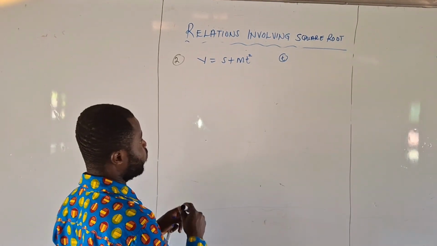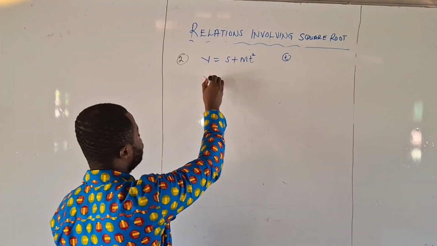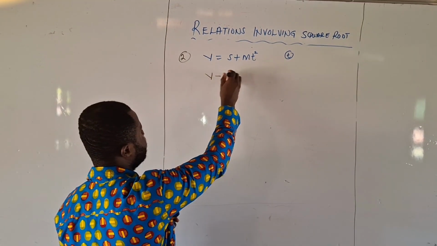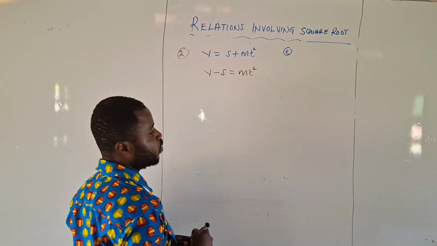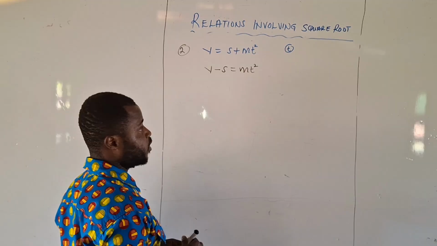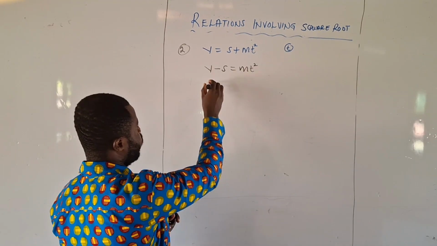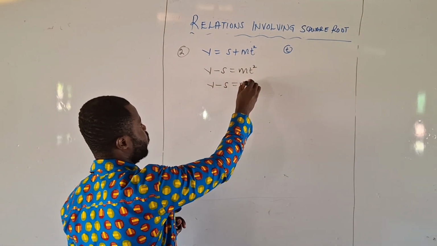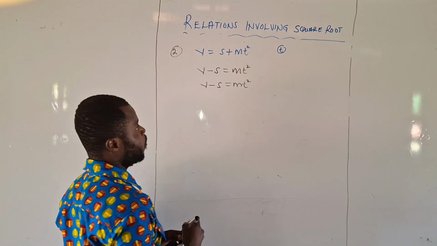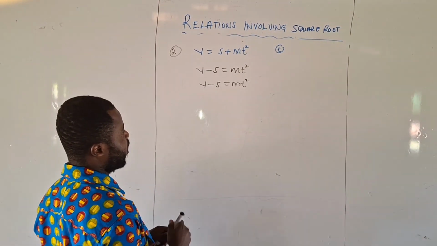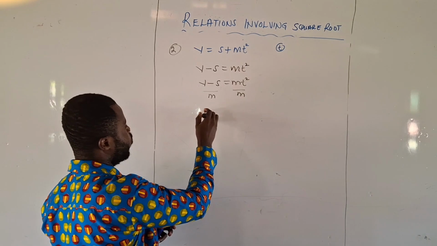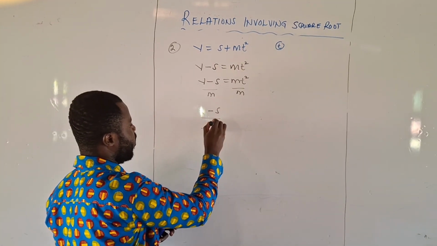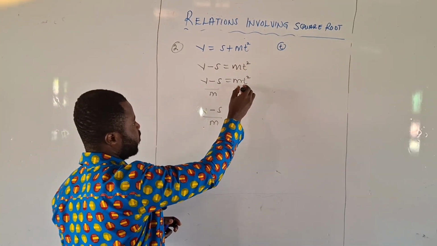Now, the first thing we have to do is to move the S to our left side to have our MT squared. This is the first step we do. Now, we have V minus S equal to MT squared. So what we have to do is divide both sides by M. So we have V minus S over M is equal to, now this cancels this, T squared.